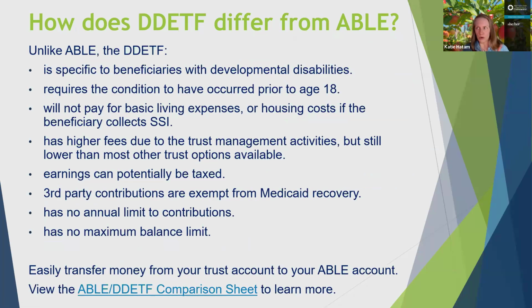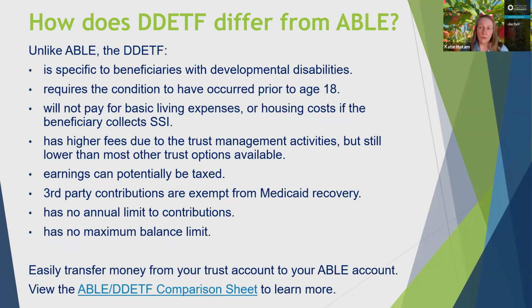So how the two programs differ from each other is that, unlike ABLE, the DDETF is specific to beneficiaries with developmental or intellectual disabilities. So essentially, if you are eligible for receiving DDA services within the state of Washington, you would be eligible for a DDETF.